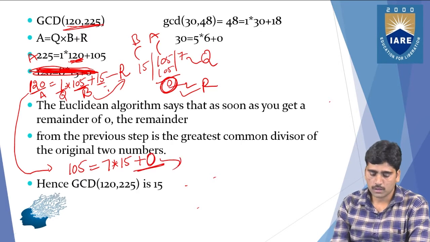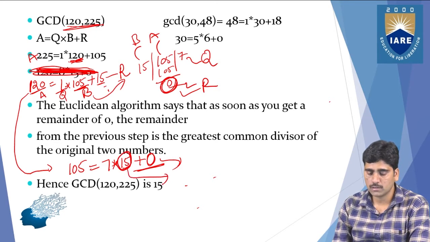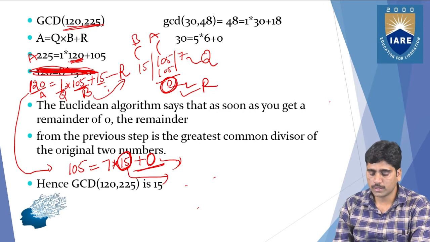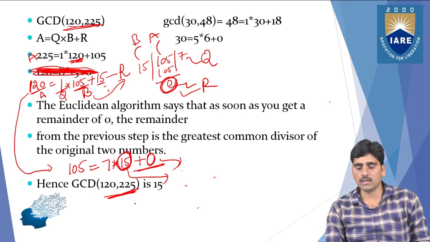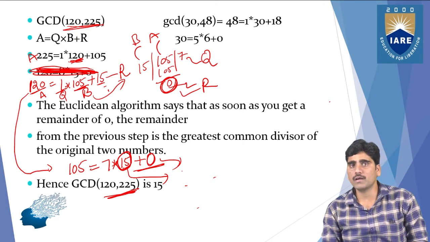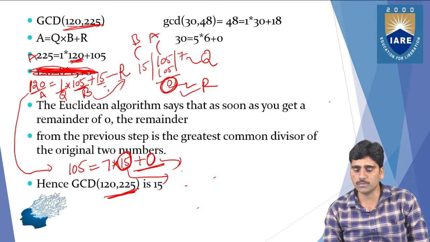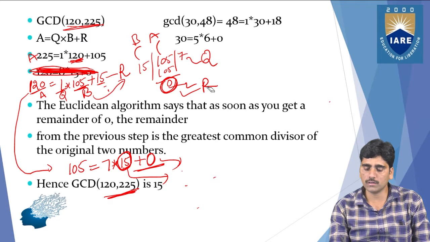So the last sequence, the previous step, 15, is the greatest common divisor of 120 and 225. That is the way you can say it. You have to see that every time we need to make the formula in the form A equals Q into B plus R. Like that only you can do it.